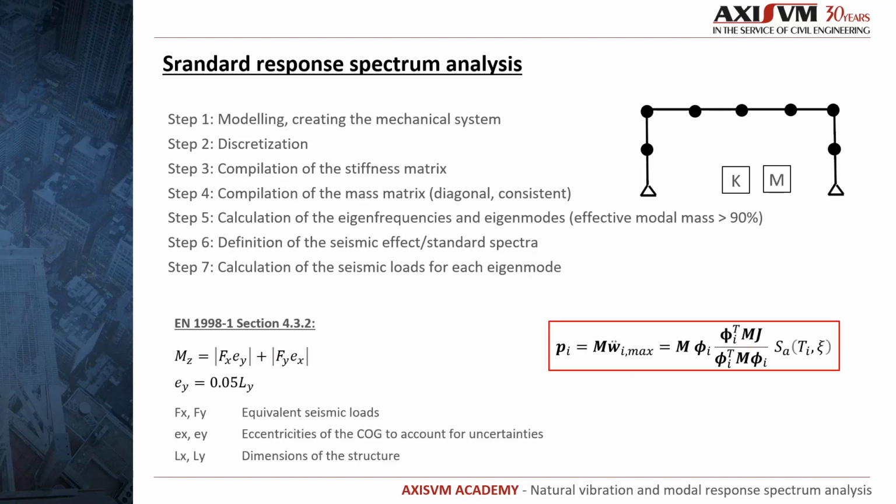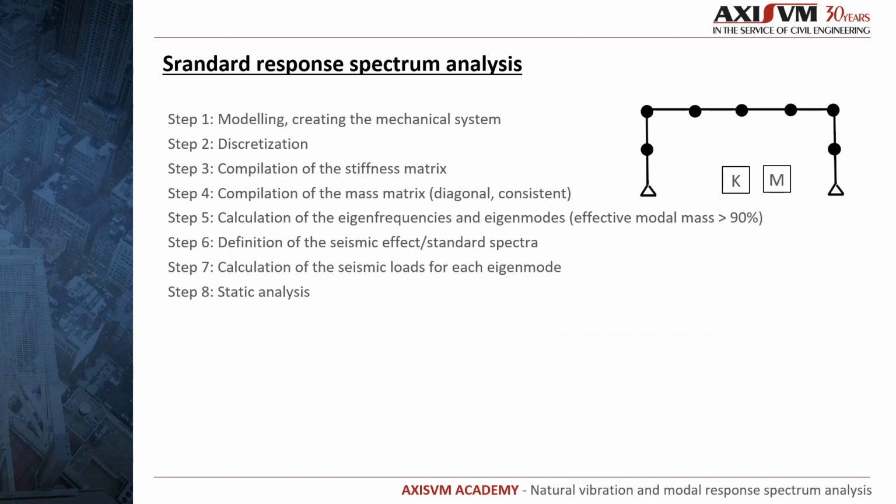Using the dynamical properties, natural periods, damping, and the natural vibration forms of the system, we can define the equivalent seismic loads for each vibration mode. The defined load is theoretical in order to account for uncertainties in the center of gravity and also the spatial variation of the seismic action. Accidental torsional actions are added to the calculated forces. In step 8, we perform the static analysis.